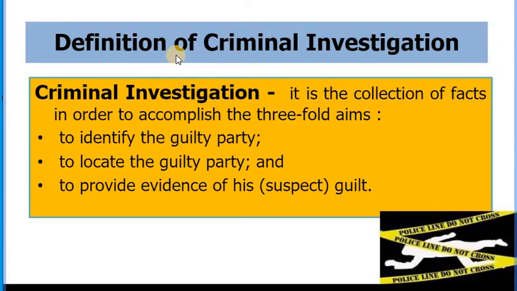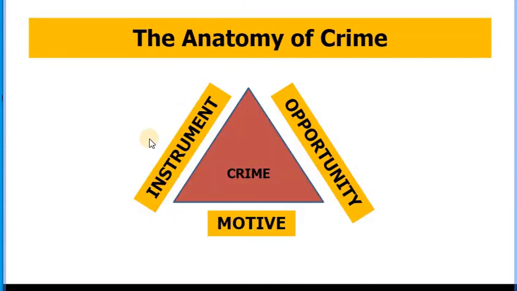Next, ito. Definition of criminal investigation: kanina, as I said a while ago, we need to identify the guilty party, to locate, and then to provide evidence of his guilt. Ito, this is the anatomy of crime. Meron tayong the triangle of crime. Ang crime makocommit yan if there is an opportunity, motive, and instrument. Again, ang crime makocommit yan if present itong tatlo.